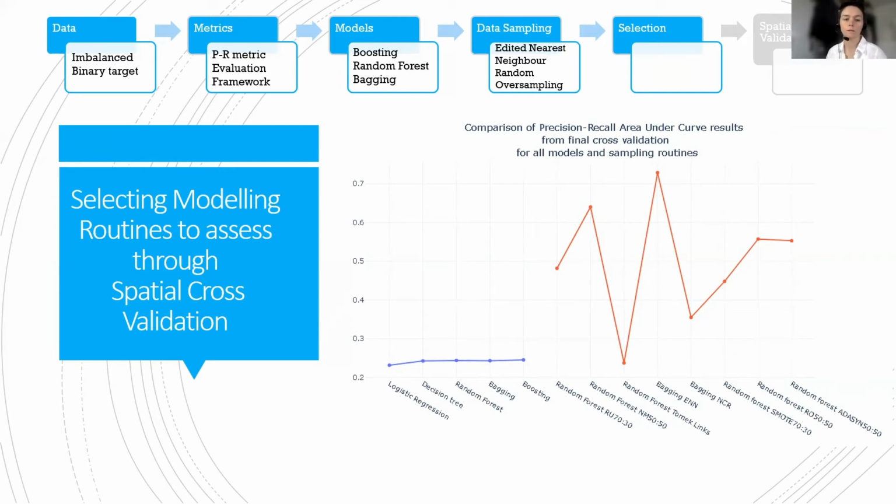So ultimately, we selected logistic regression as our baseline. Our boosting model was actually the highest performing without any sampling. Our bagging with edited nearest neighbor undersampling was our highest performing overall. And then finally, our random forest with random oversampling at 50-50 was our highest oversampling option. So these 4 were then brought through for spatial cross-validation processing then.